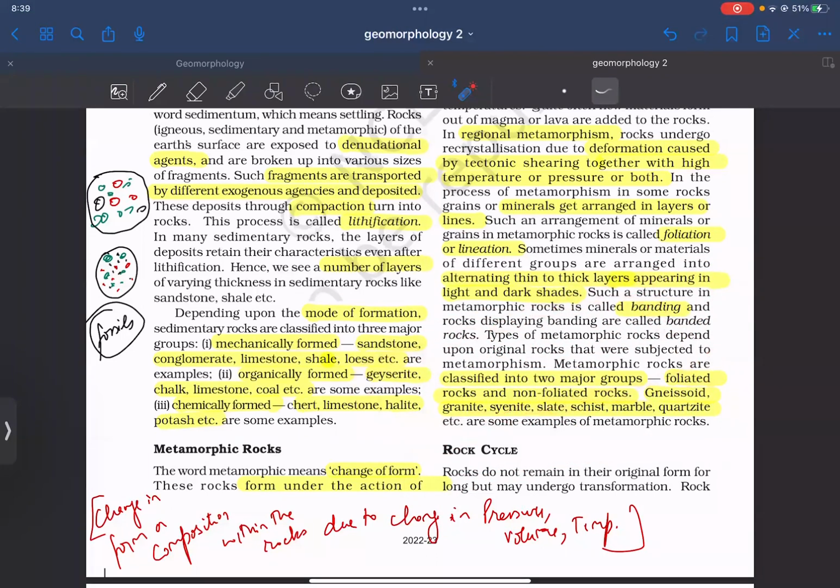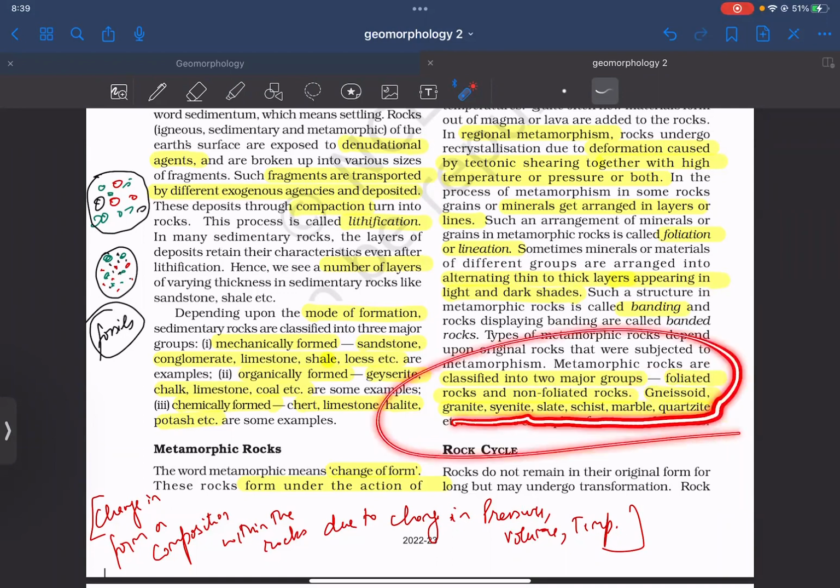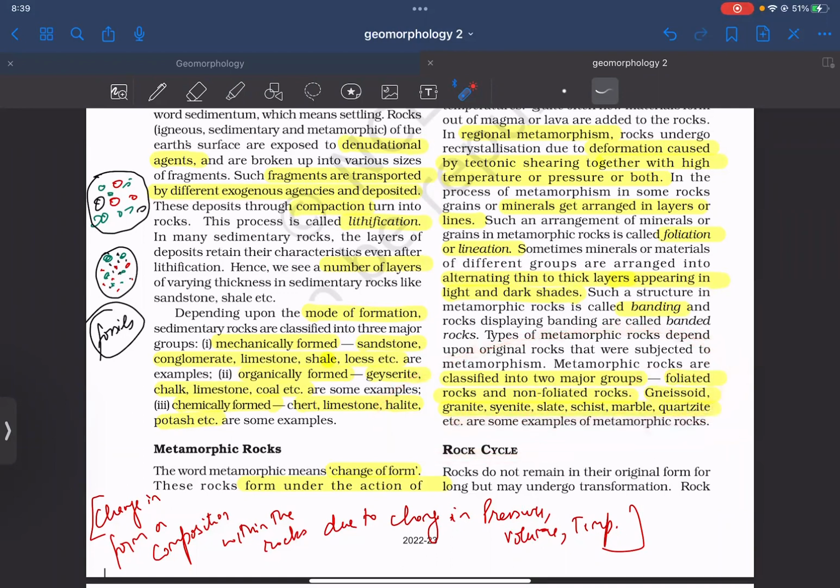So what are the keywords you need to remember? Metamorphism, regional metamorphism, contact metamorphism, foliation, lineation, banding. And examples: gneissoid, granite, syenite, slate, schist, marble, quartzite. So these are the examples. They have to be memorized. There's no shortcut for it.